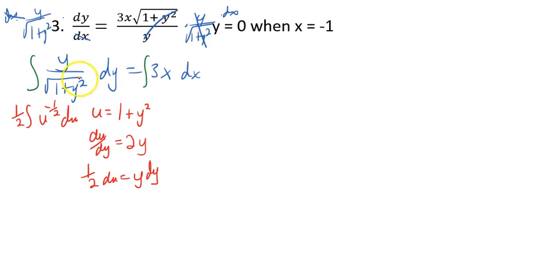Now, when I take that antiderivative, I have to bring down the 1/2. This will be 2u to the 1/2. So the 2's will cancel, and I have u to the 1/2. Which really is 1 plus y squared to the 1/2. So this whole side comes out to be 1 plus y squared to the 1/2.